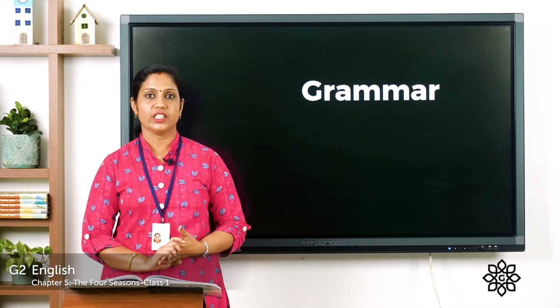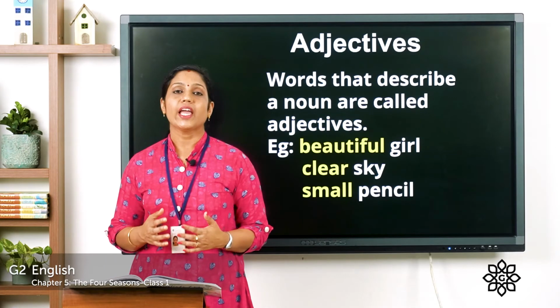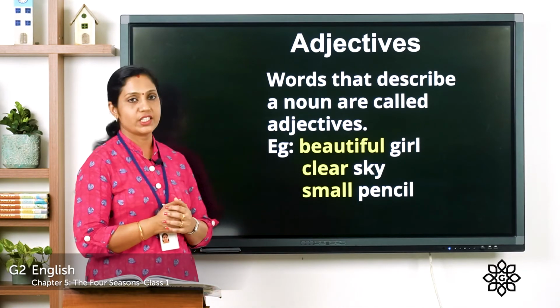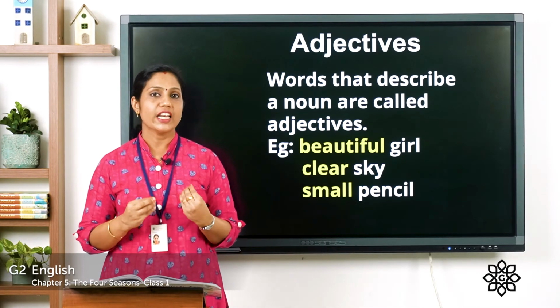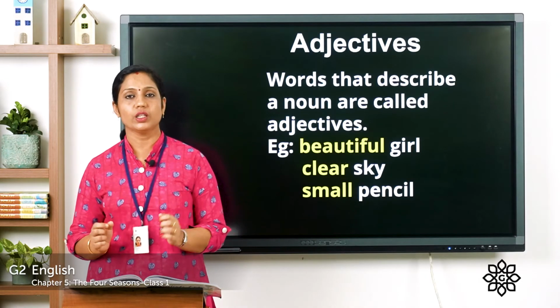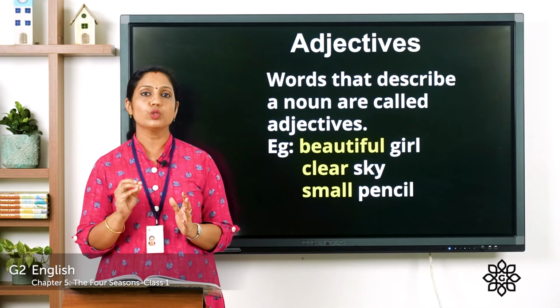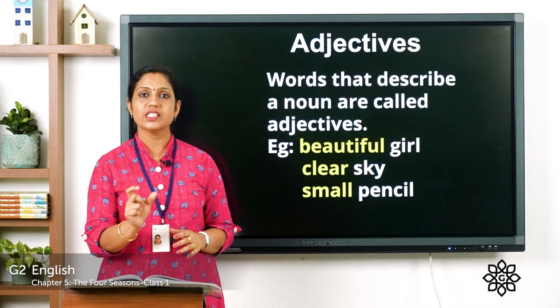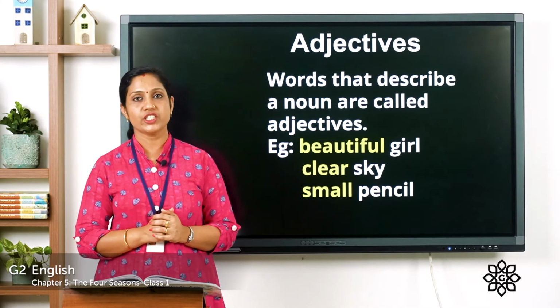So what are adjectives? Words that describe a noun are called adjectives. So what is a noun? Noun is the name of people, places, animals or things. And some words are used to describe these nouns. Those describing words are called adjectives.